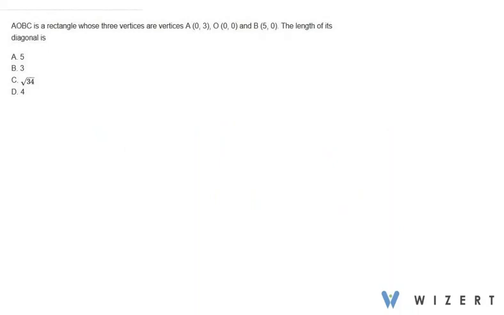We have this question here. AOBC is a rectangle whose three vertices are A (0, 3), O (0, 0) and B (5, 0).